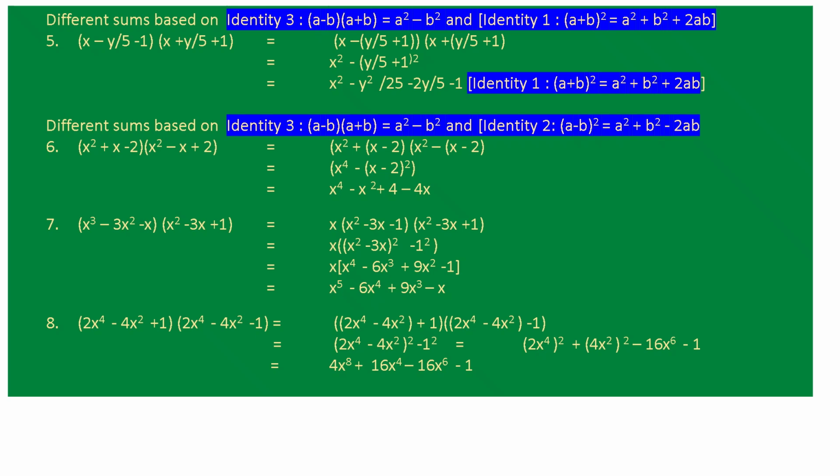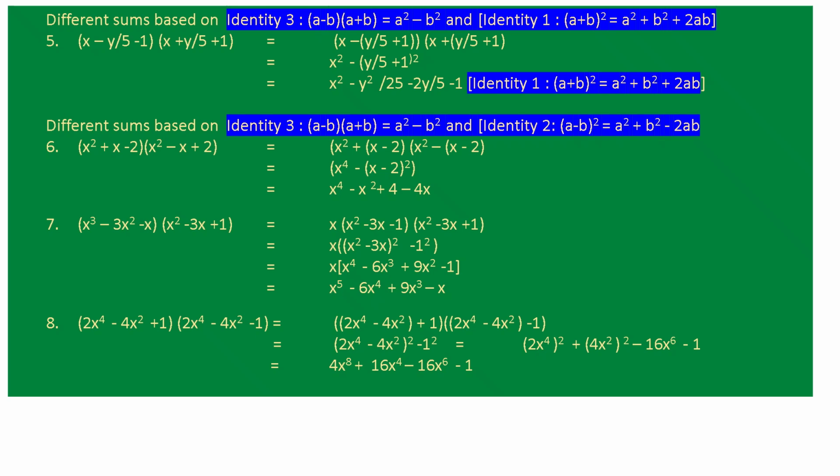So the next sums are based on identity 3 and 2. Looking at the terms in each of the expressions, they are like terms, only the operators are different. So making it in a way that both the expressions are the same will make it suitable for identity 3 and then resolve using identity 2 to get the resultant.